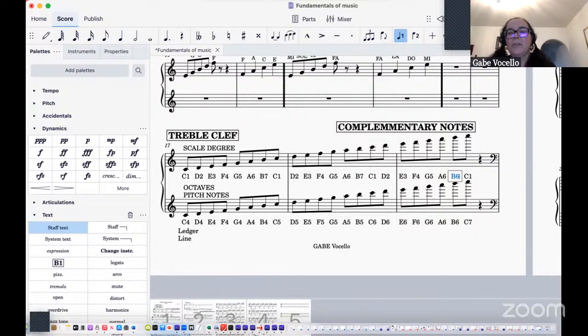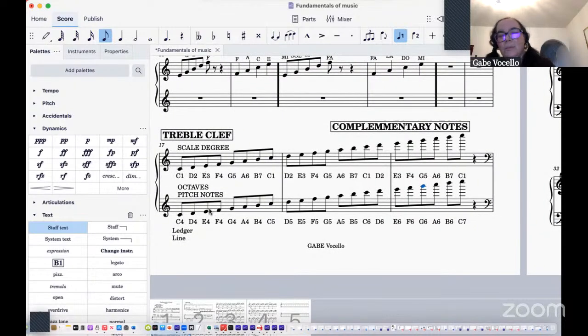Sorry, I got confused with my own numbers here. B is the 7th degree. That is B scale degree number 7, but in pitch notes it is B6. G6, E6 is the third ledger line. The fourth ledger line above the musical staff on the treble clef is G6. Okay, so this is scale degree versus pitch notes.